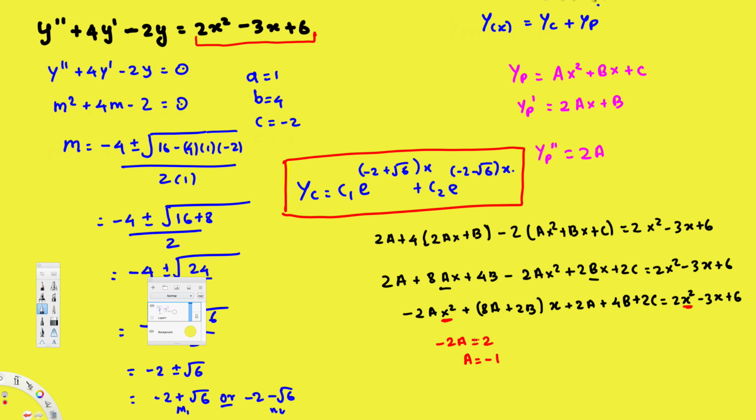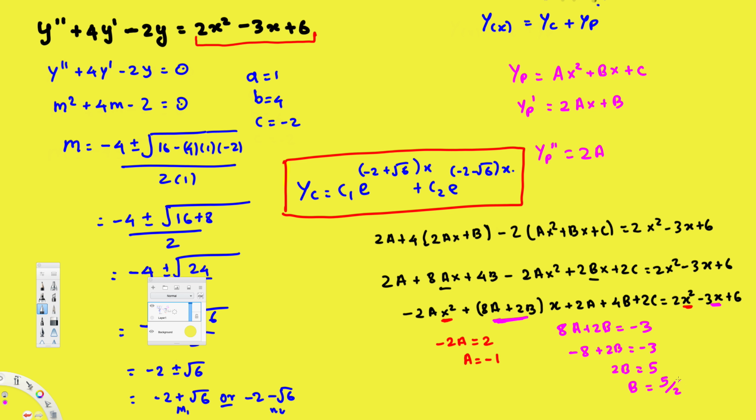Now after that we look at terms with x. This is with x, and this is with x. So we equate these: 8a plus 2b is equal to negative 3. We know the a value already, that is negative 1. If you multiply, this becomes negative 8 plus 2b is equal to negative 3. Therefore 2b is equal to, if I bring this negative 8 to the other side, positive 8 minus 3, that's 5. Then we get b is equal to 5 over 2.